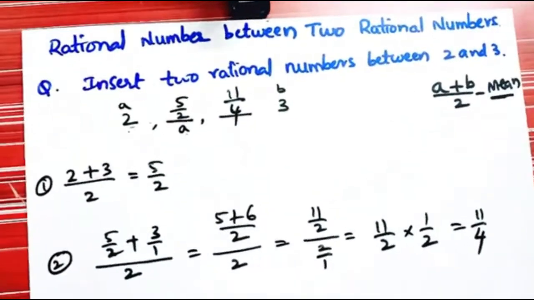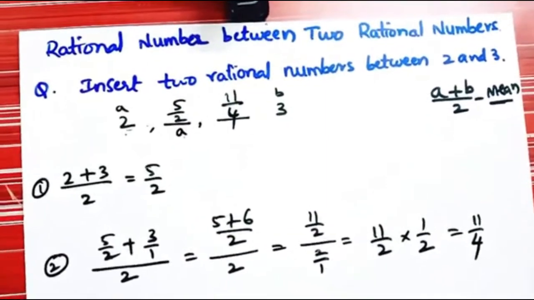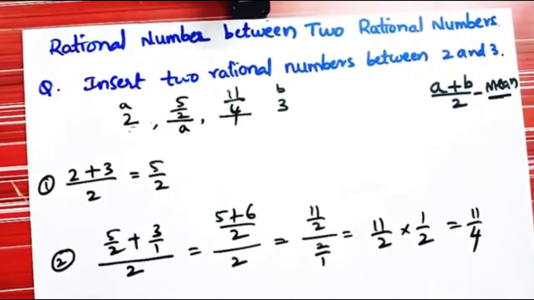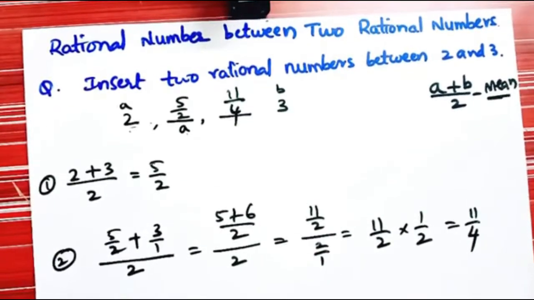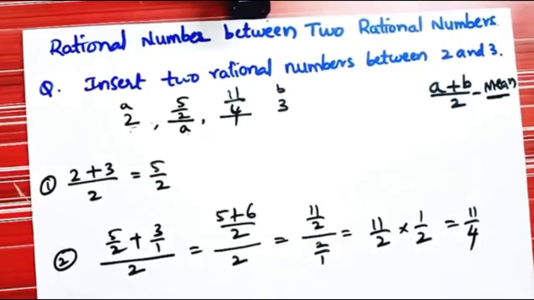If they ask for 2 or 3 rational numbers between the two given numbers, then we can easily use the mean method. Sometimes they will ask for 10, 15 like that. At that time we can use the other method. I will explain that method now.